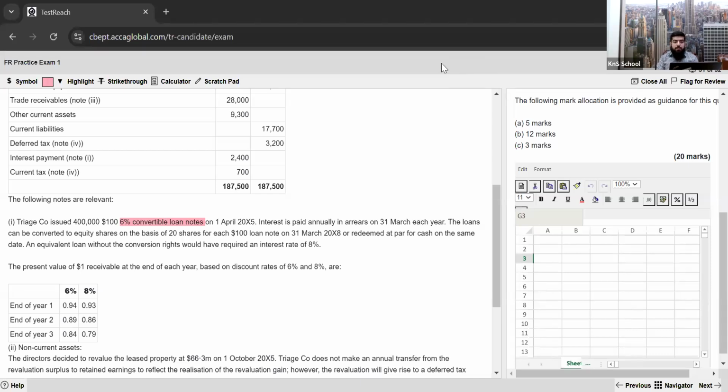It's IFRS 9 and convertible bonds or convertible loan notes. Can any one of you please let me know what accounting treatment is applied for the convertible bonds? Yes, we are here for the revision, the recap, and the practice. Excellent, Muskan. Anyone else? It's a split accounting. And what do we mean by split accounting? Excellent, Daniel. That we need to recognize both the equity as well as the debt.